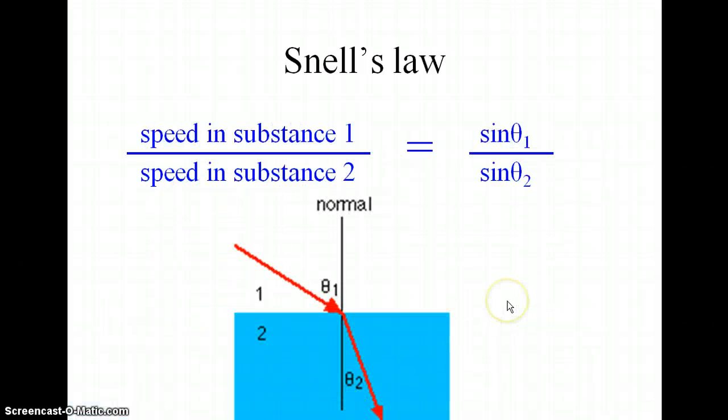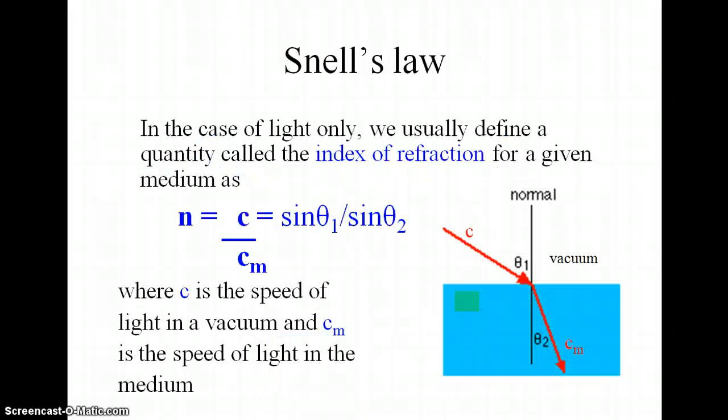There's a simple relationship, or not so simple if you don't like sines and cosines. This is called Snell's law. The ratio of the speeds in the different substances is equal to the ratio of the sines of the angles. So the speed of the wave in the first substance divided by the speed of the wave in the second substance is equal to the sine of the angle of incidence divided by the sine of the angle of refraction. You don't have to know where that comes from. You used to do it, you don't have to anymore.